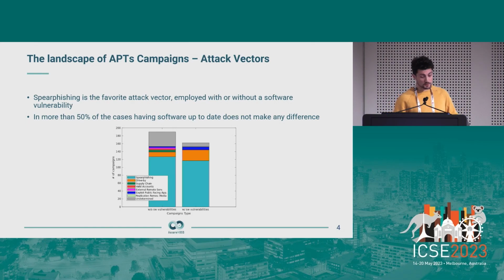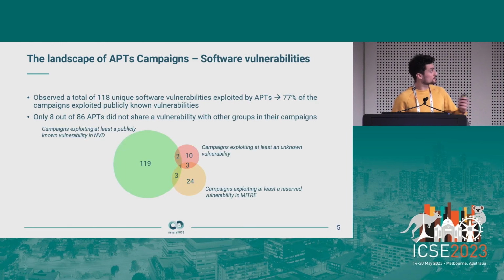But even more importantly, we found out that more than half of the campaigns we were able to collect are actually not exploiting software vulnerabilities at all. So keeping your software updated does not help in more than 50% of the cases for this kind of attacker. Obviously, it could be the case that a good software update strategy helps for the campaigns that exploit software vulnerabilities. So we started looking into this part of the attacks.